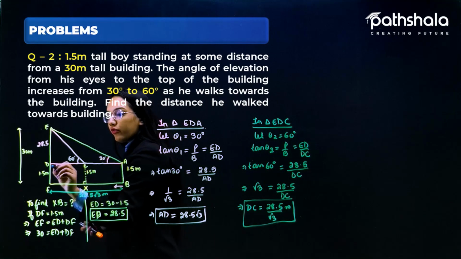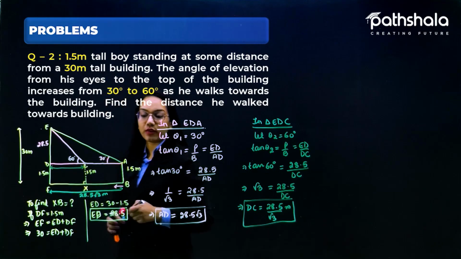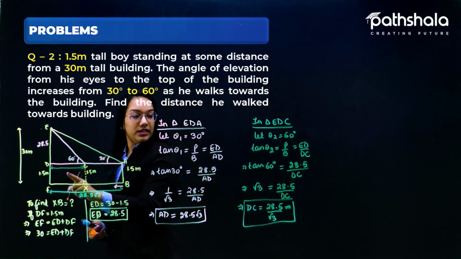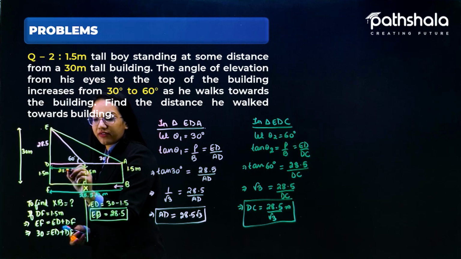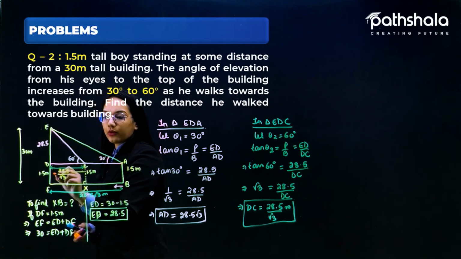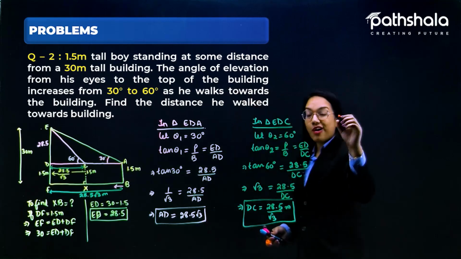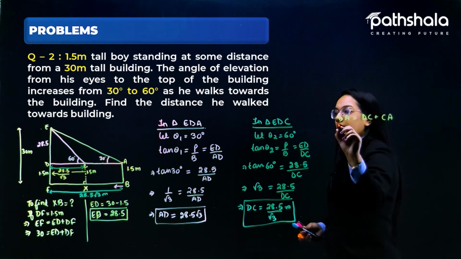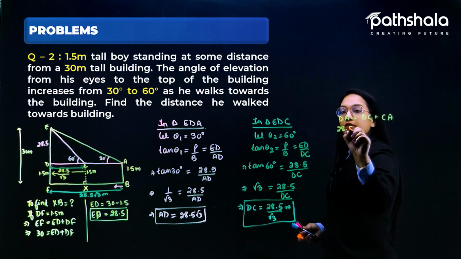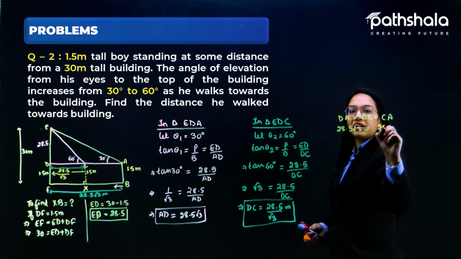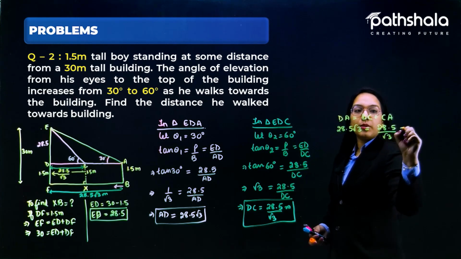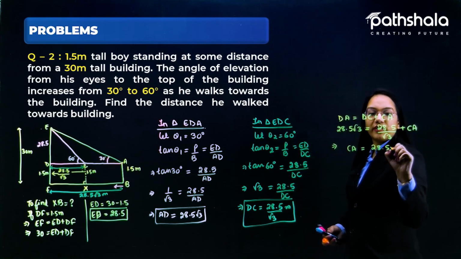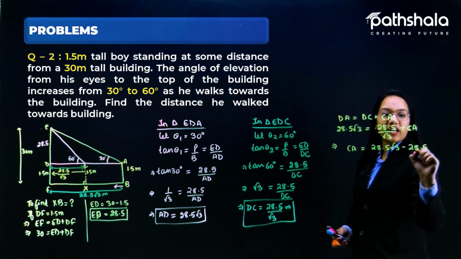So we know the value of DC. Hence we can calculate the value of CA in a very easy manner, because this is 28.5 root 3 and this is 28.5 by root 3. Now let's see how we can calculate it. We know that DA is equal to DC plus CA. DA is 28.5 root 3, which is equal to DC, 28.5 by root 3, plus CA, which we want to calculate. So CA is 28.5 root 3 minus 28.5 by root 3.